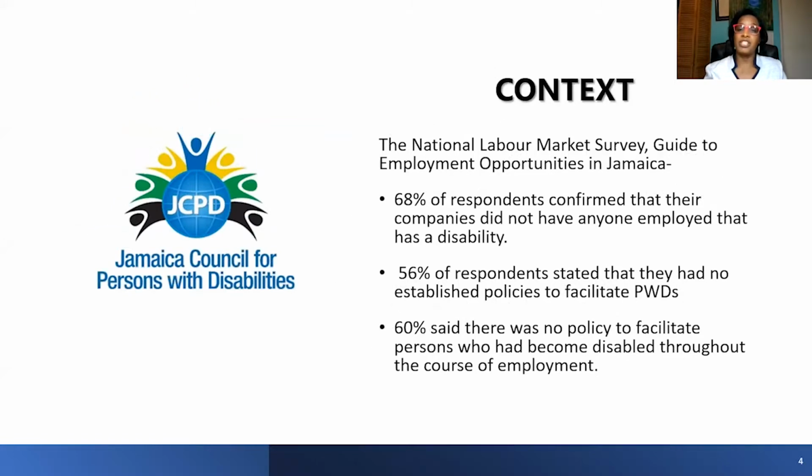So it is very important that we recognize the fundamental rights of persons with disabilities. The 2017 National Labour Market Survey, the Guide to Employment Opportunities in Jamaica, shows that 68% of respondents confirmed that their companies did not have anyone employed who had a disability. It also indicated that 56% stated that they had no established policies to facilitate persons with disabilities. 60% said that there was no policy to facilitate persons who had become disabled throughout the course of employment.